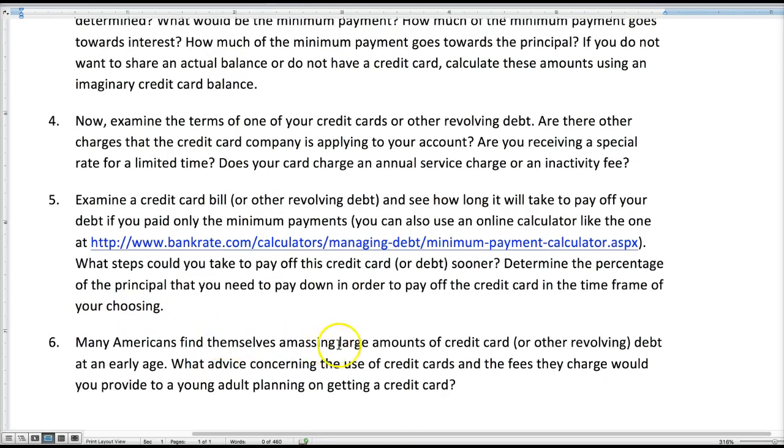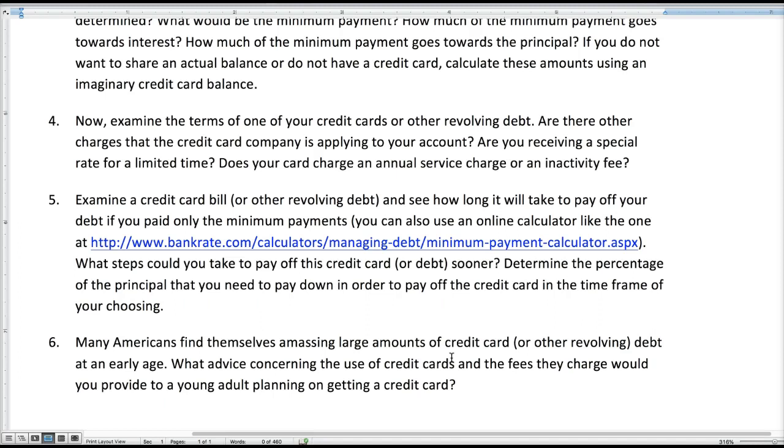Step 6, it says many Americans find themselves amassing large amounts of credit card debt and other revolving debt at an early age. What advice do you have in using credit cards and the fees they charge? Would you provide a young adult planning on getting a credit card? So again, that's an open-ended question. As long as what you write actually makes some sense, I'm fine with it. The answers that you give, there is no wrong answer. It's just asking for your advice.